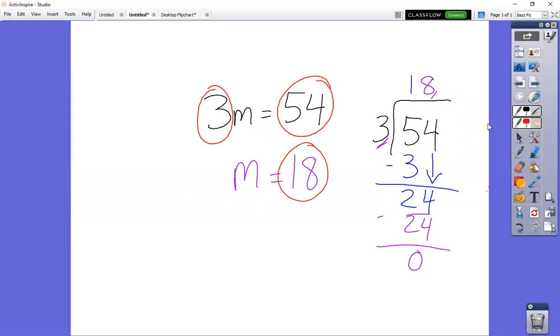Okay, I hope that was helpful. And remember, these are called missing factor problems. Okay, these are the factors, and this is the product, the answer to the multiplication problem. What you're multiplying by are called factors. So the 3 is a factor, and the m, or the 18, is also a factor. So the missing factor, this is what was missing. This is a factor.